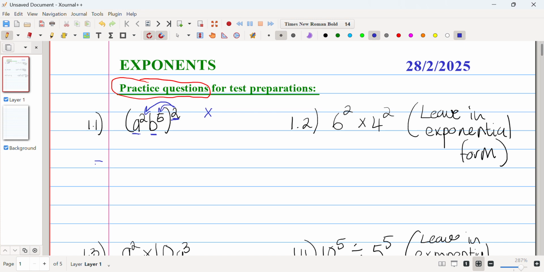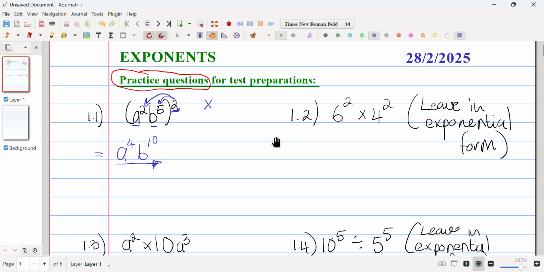So what that will actually look like is the a squared. Remember I said we were going to multiply the exponents. So it'll be a, and then 2 times 2 will give me 4. And b will be 5 times 2 will give me 10. And that is the answer for this question over here.